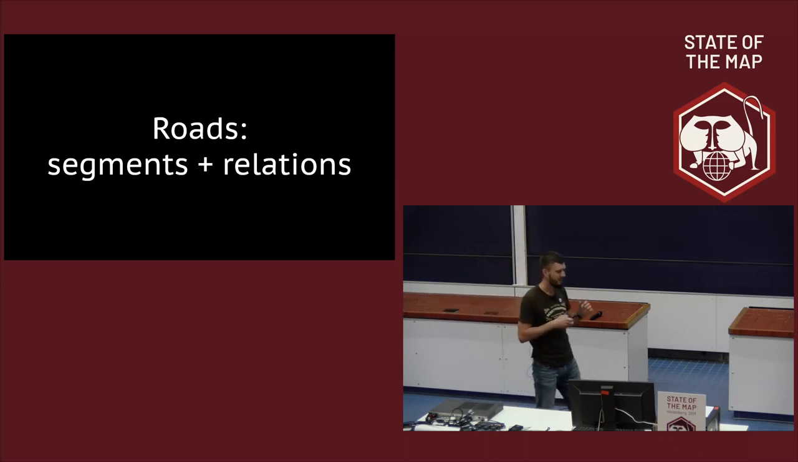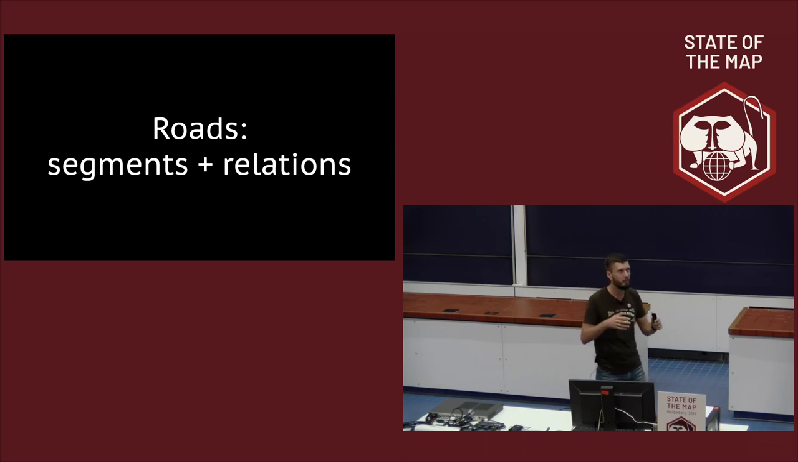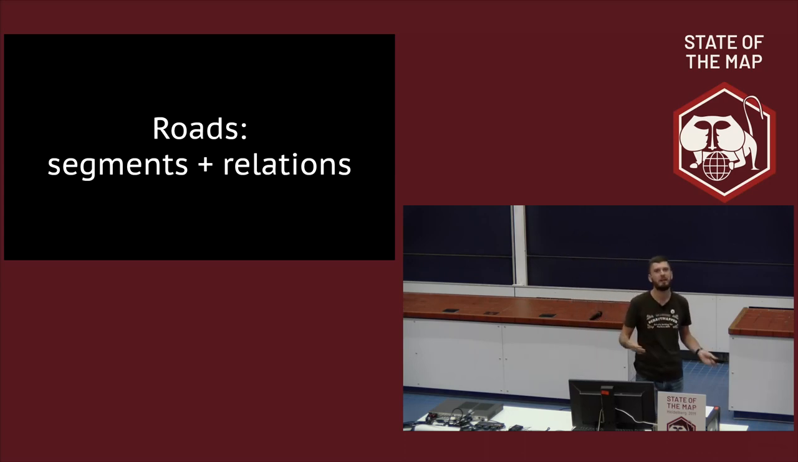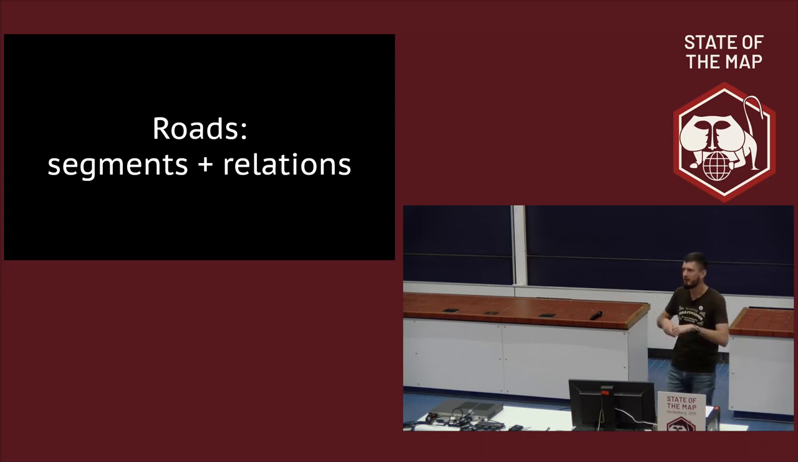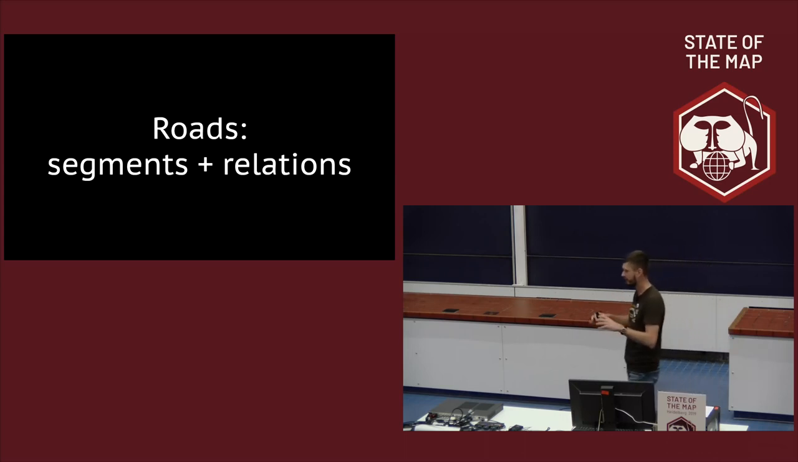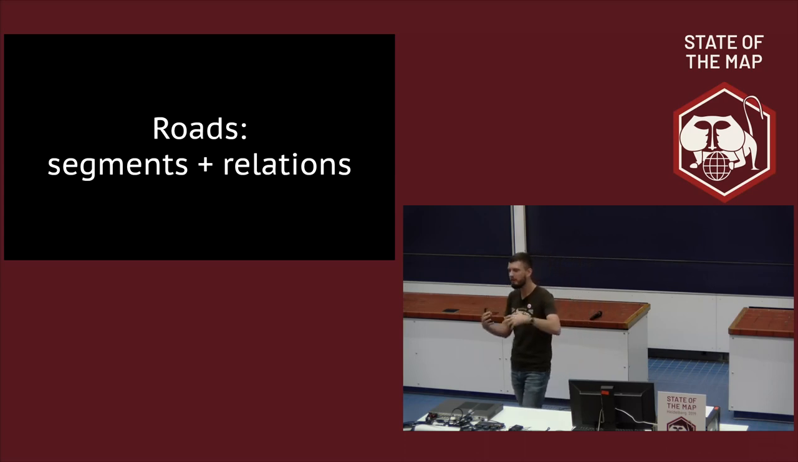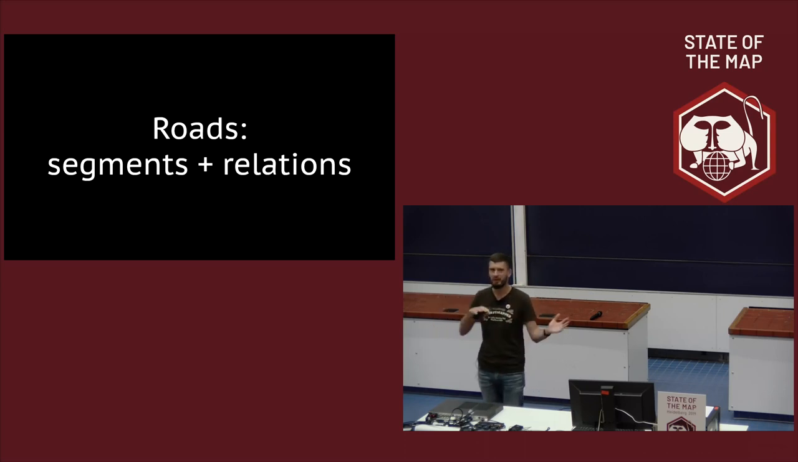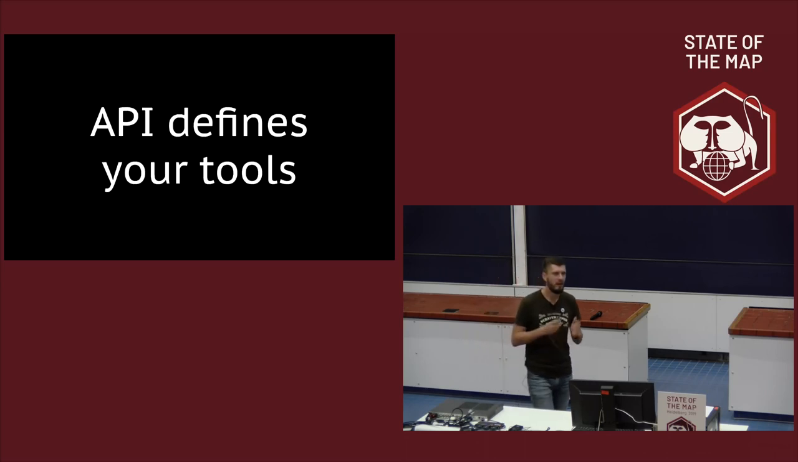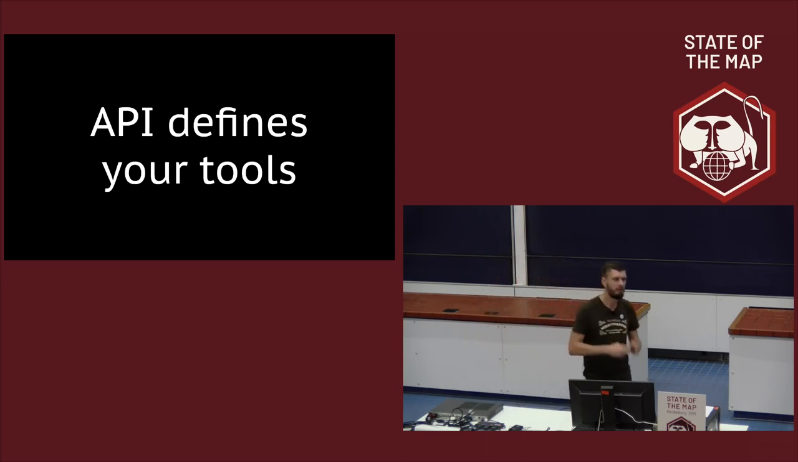And I believe we wouldn't have duplication of tags, like name and highway class. They would go on relations, so roads would become not a thing with lots of attributes, but a physical thing. And relations would carry the virtual attributes of the road, and our view of the world would be different, because we would split things in our minds into physical and virtual. And your tools are defined by the API.